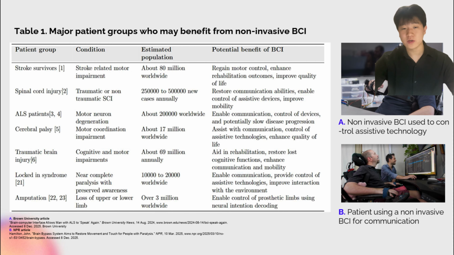This slide shows a general table of major patient groups who may benefit from non-invasive BCIs. If you look at the figures, you see numbers like 80 million, 17 million, and 69 million, showing how many millions of lives could be affected or benefited from faster BCIs.